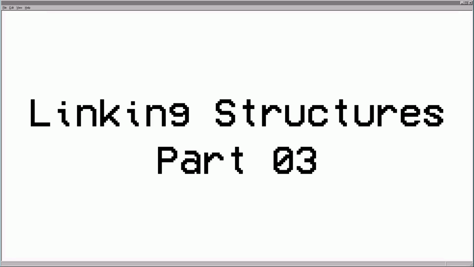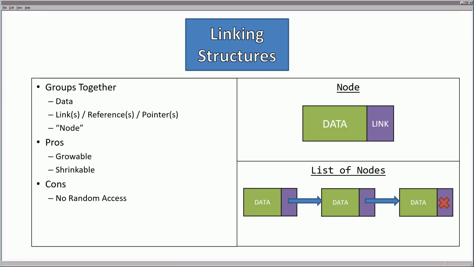Today, we're going to continue talking about linking structures. In a previous lecture, we introduced the concept of a linking structure. This is a sibling data structure to an array, where this type of structure is able to grow and shrink, but in order to do that, we have to sacrifice random access.